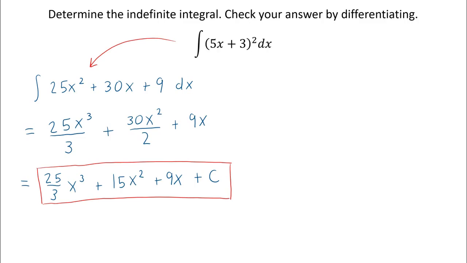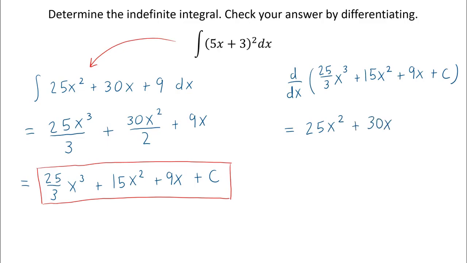Now let's check our work by finding the derivative of the antiderivative. The derivative of the first term, 25 thirds x cubed, is 25x squared. The derivative of the second term is 30x. The derivative of the third term is 9. And the derivative of any constant is 0. So we get 25x squared plus 30x plus 9. And that expression written in factored form is 5x plus 3 squared. So it checks.